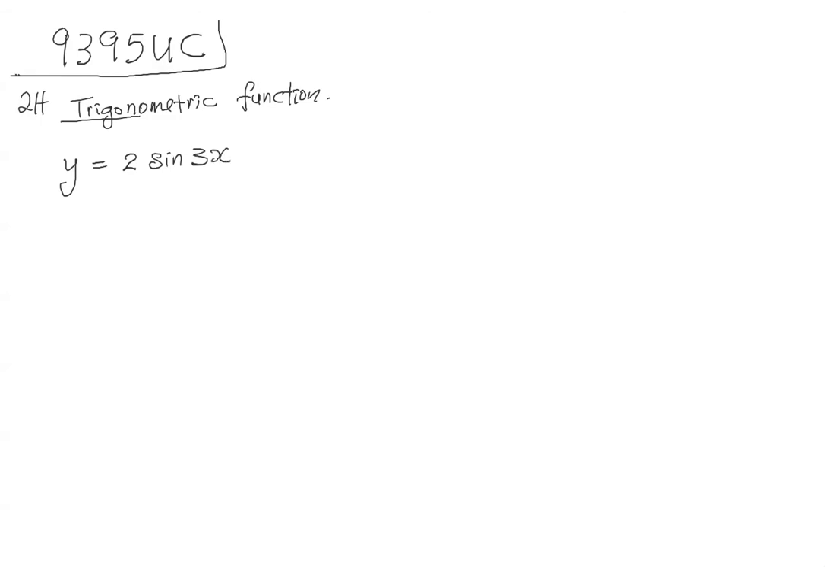So in this equation, when you talk about a trigo function, whatever is in the sin here, this one we call the angle. Am I right? Whatever is in the trigo function here is called the angle. 3x is the angle.